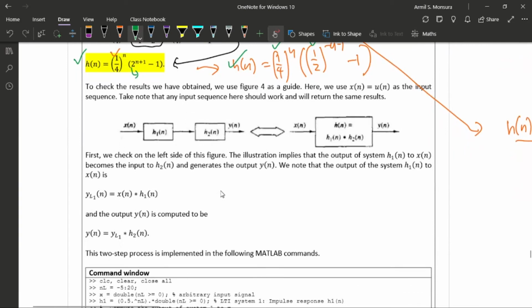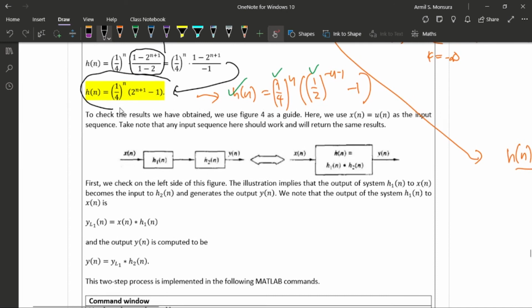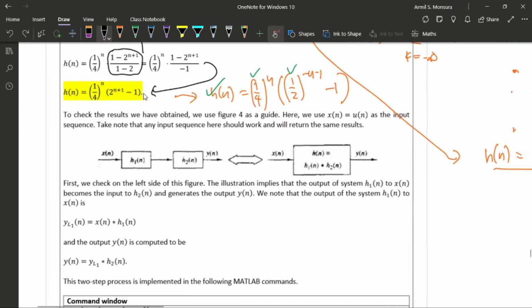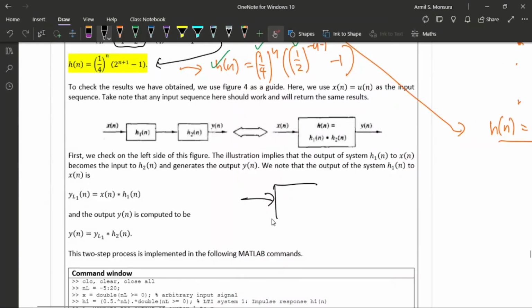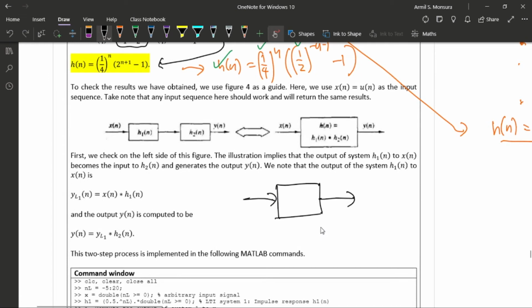So now that we have the expression of your h of n, or the equivalent expression for your h of n, it would now mean that our reduced system would now have an impulse response sequence that is the terms of the values computed from the expression 1/4 raised to n multiplied to 2 raised to n plus 1 minus 1.